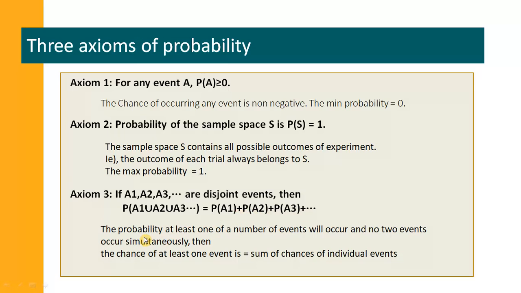This is the probability that at least one of a number of events will occur, when no two events occur simultaneously. The chance of at least one event occurring is equal to the sum of the chances of the individual events. That is, the probability of A1 or A2 or A3, any one event, is equal to the sum of the chances of all the individual events. This is axiom 3.